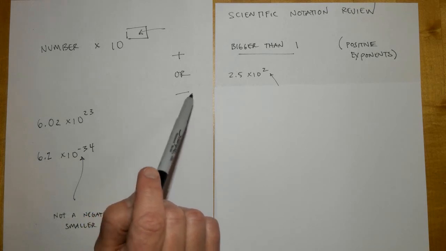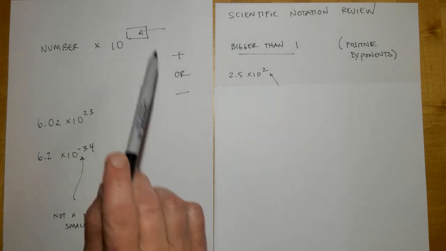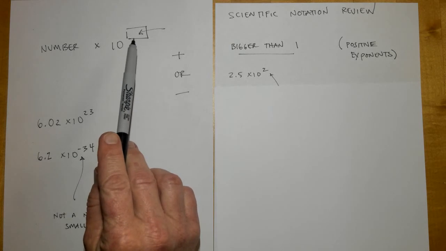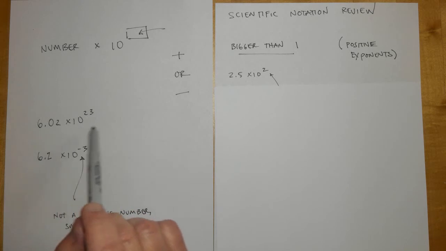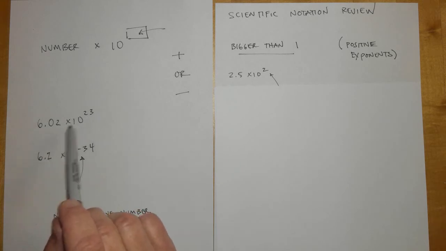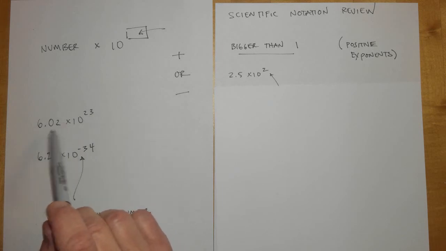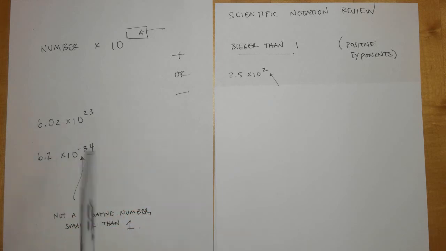Be careful, when it's negative, it does not mean that the number is negative. It means that the number is less than 1. Here are a couple of examples of ones that you'll see in chemistry class a lot. 6.02 times 10 to the 23rd. So this is the exponent part right here, and it means it's way, way, way, way bigger than 1. Here's another one, 6.2 times 10 to the negative 34th. Remember, that doesn't mean it's a negative number, it just means it's smaller than 1.